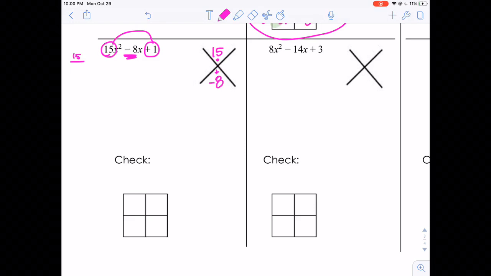So 15 is 1 and 15, 2 and nothing, 3 and 5. 3 and 5 make 8, so 3 and 5. I need them both to be negative, so I can make it a positive. So I'm going to copy down this first part, 15x squared. The negative 8 is turning into negative 3x and negative 5x, because those two together would make negative 8. And then I have plus 1.